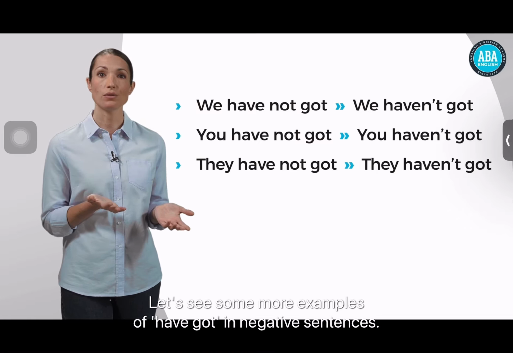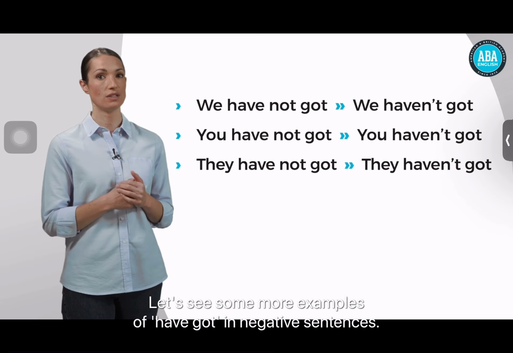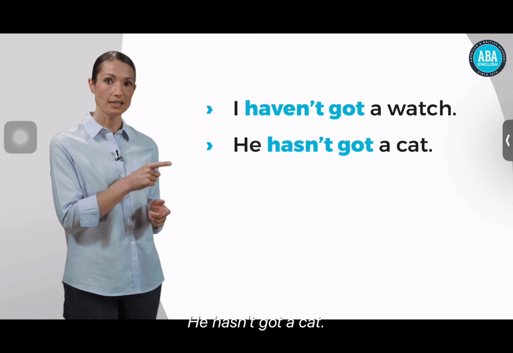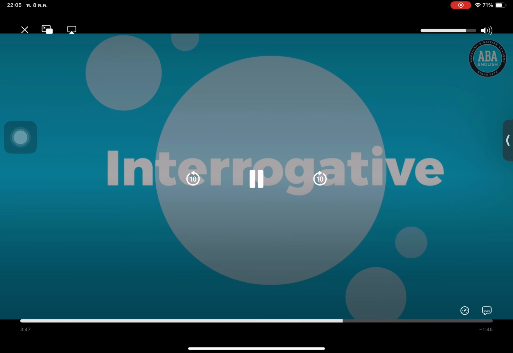Let's see some more examples of have got in negative sentences. I haven't got a watch. He hasn't got a cat.